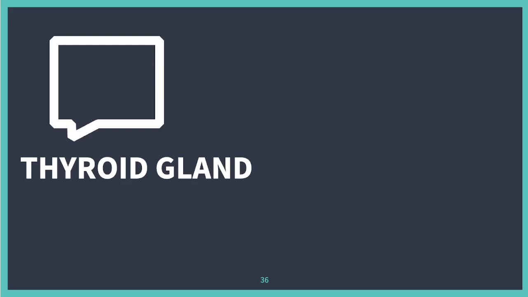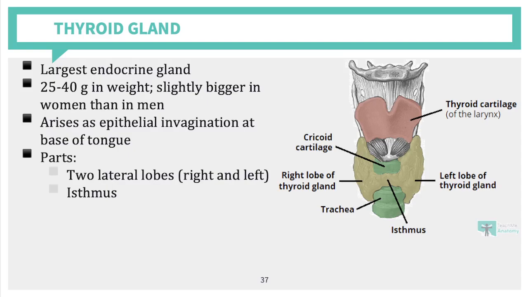Okay, let's proceed now to your thyroid gland. We're done with our two, your pituitary and your pineal. Right now, we will discuss your thyroid gland. Your thyroid gland is the largest endocrine gland. Please take note of this. It's 25 to 40 grams in weight and slightly bigger in women than in men.